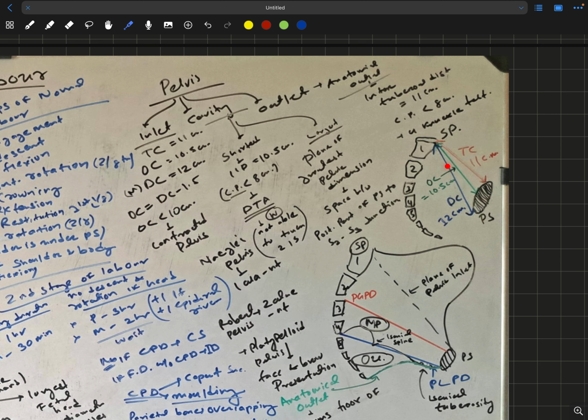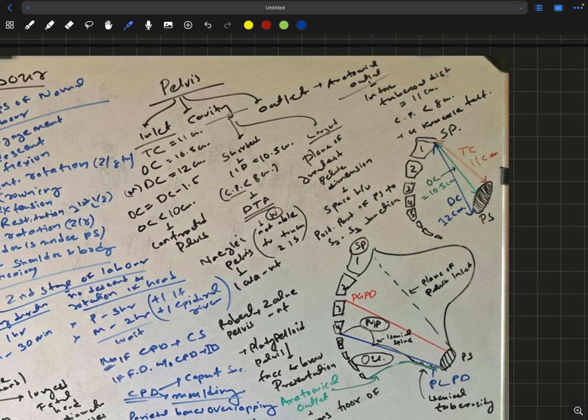Among these, the most important is the obstetric conjugate, because we define the contracted pelvic inlet according to the obstetric conjugate. Normal is 10.5 centimeter. If the obstetric conjugate is less than 10 centimeter, we call it contracted pelvis. Among the true, obstetric and diagonal conjugates, we can measure the diagonal conjugate.